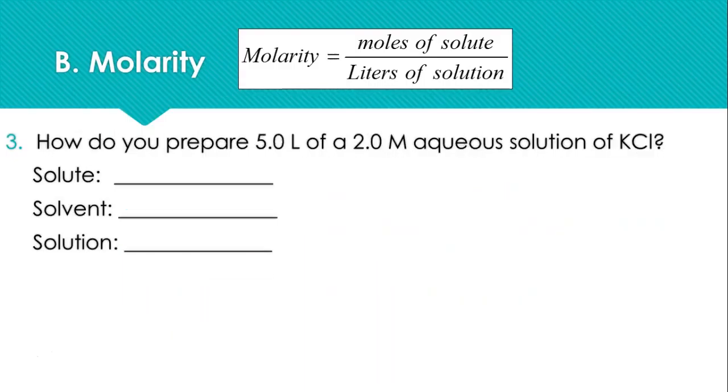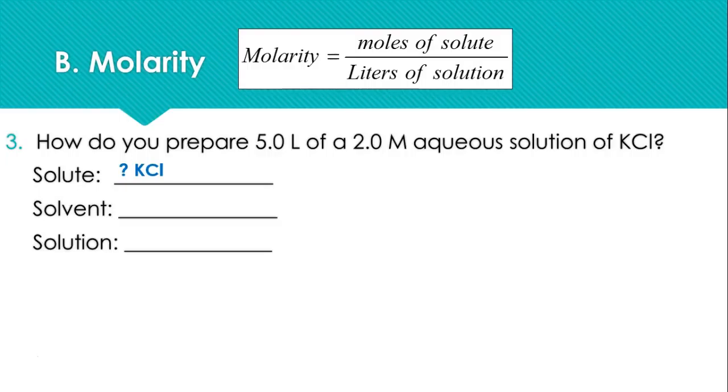Okay. Example number 3 is asking you to prepare a solution, and this will be important when we prepare solutions in lab. So how do you prepare 5 liters of a 2.0 molar aqueous solution of KCl? Okay, again, breaking it down. Solute. So we're looking at potassium chloride, KCl. That's going to be the solid. It's definitely the solute.